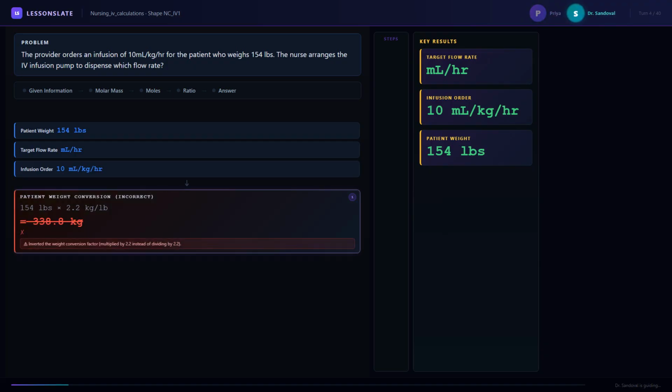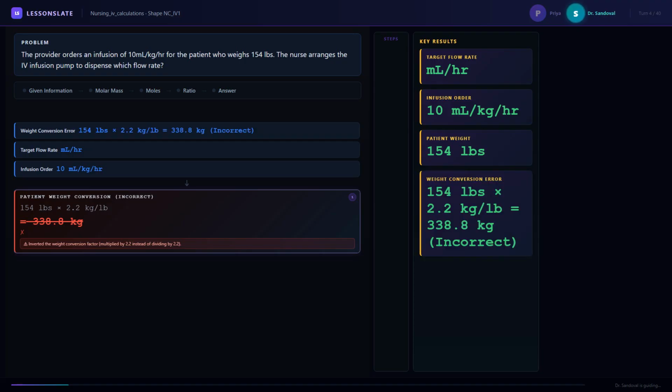You are absolutely right that converting the patient's weight to kilograms is the essential first step, Priya. That shows excellent problem deconstruction. However, let's look closely at that conversion factor. Remember, there are approximately 2.2 pounds in 1 kilogram. If you multiply 154 pounds by 2.2, will your answer in kilograms be larger or smaller than the original pound weight? Think about how the units need to cancel out. Can you reevaluate that calculation?